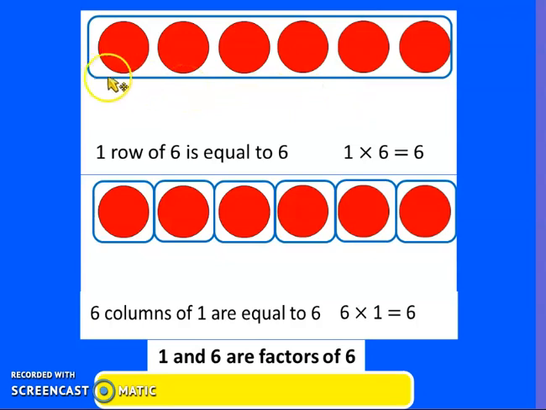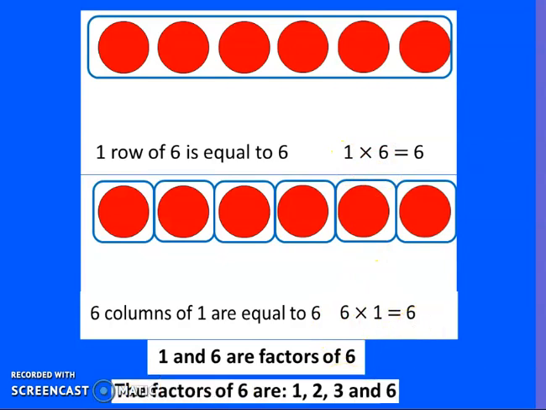We could organise the 6 counters into 1 row of 6. 1 times 6 equals 6. We could also organise it into 6 separate columns to show us 6 times 1 equals 6. 1 and 6 are factors of 6. They're the numbers that we multiply together to get the answer 6. So the factors of 6 are 1, 2, 3 and 6.